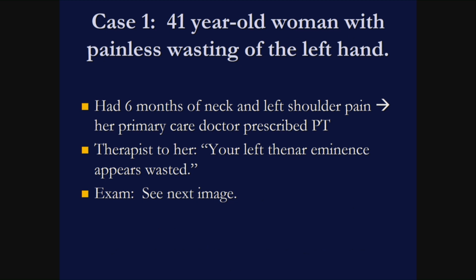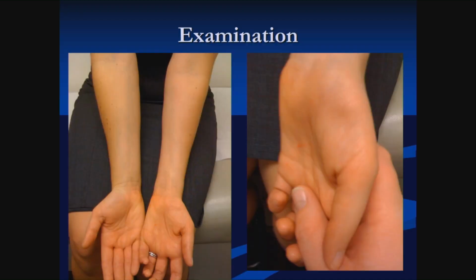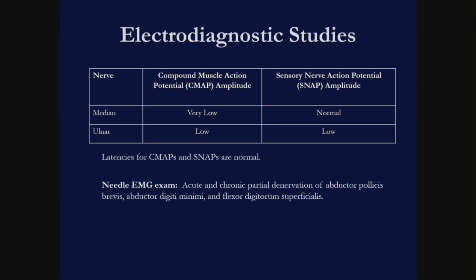So the next case, this should actually be case 2, I'm sorry. A 41-year-old woman presents with painless wasting of the left hand. She had some neck and left shoulder pain. Okay, that could be a radiculopathy. Her primary care doctor prescribed physical therapy, and the therapist actually brought to her attention that she had wasting of her thenar eminence. And this is her hand here, and there's scalloping of her thenar eminence. And she's a sort of thin individual.